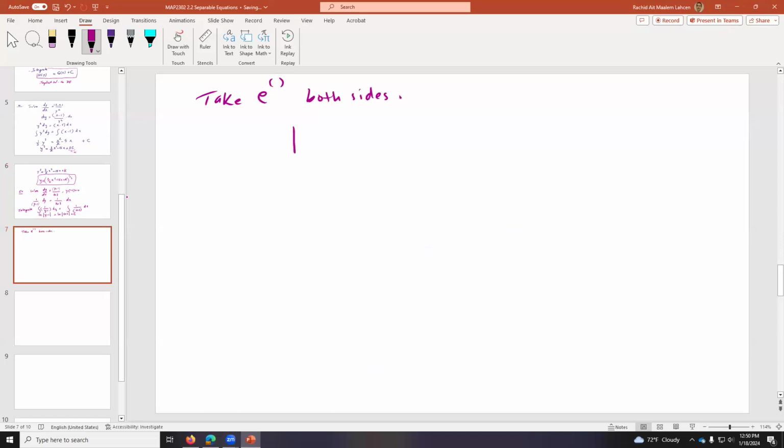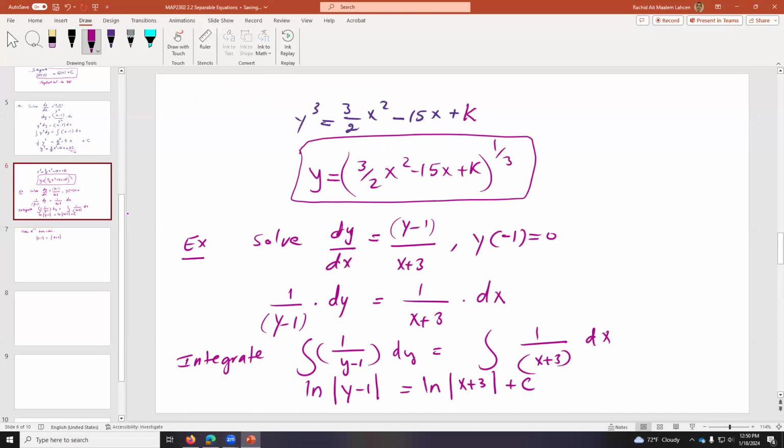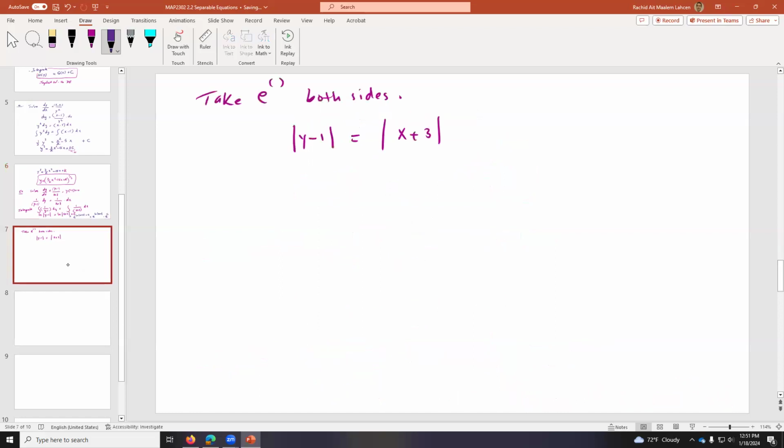And that's going to give us the absolute value of y minus 1 equal to the absolute value of x plus 3. Because here, when you do it, for this part, let's show it here, you're going to get e to the natural log of the absolute value of x plus 3, plus c, which is e to the natural log of the absolute value of x plus 3, times e to the c. For this right side, which we did in a few examples, times the constant here.